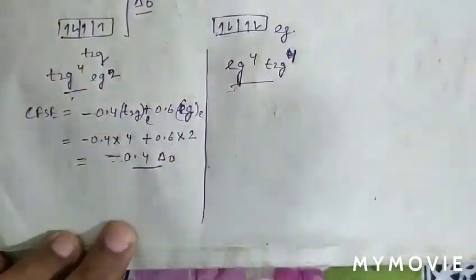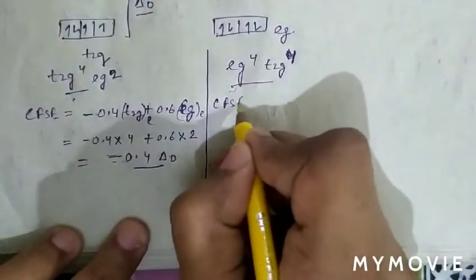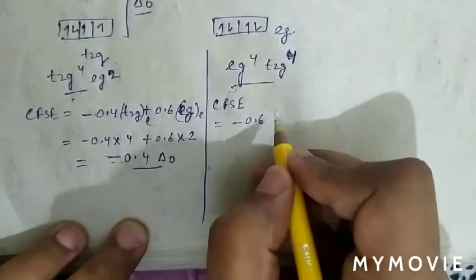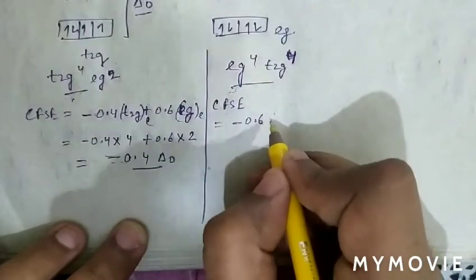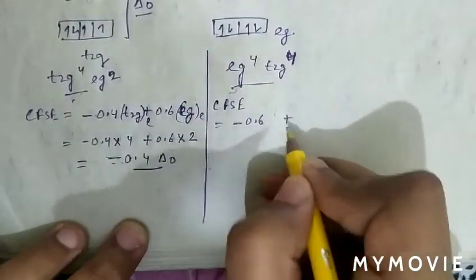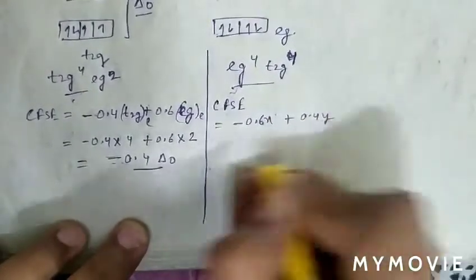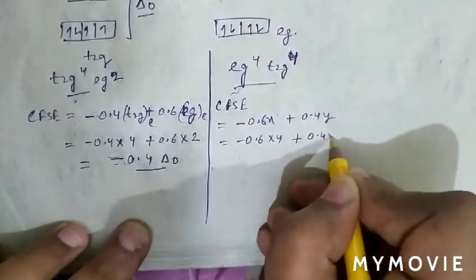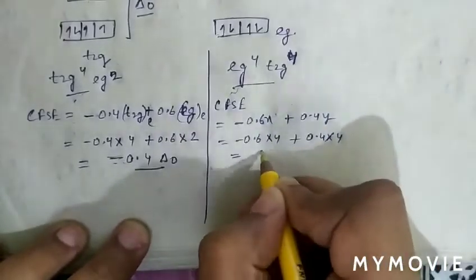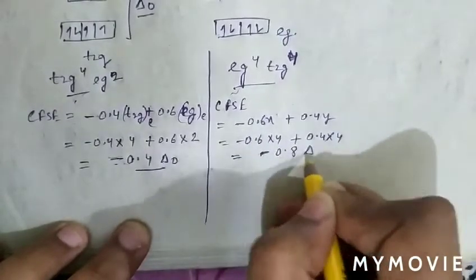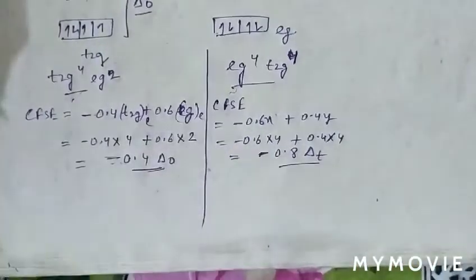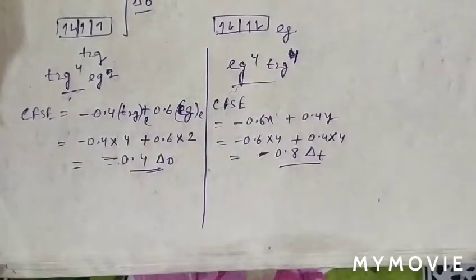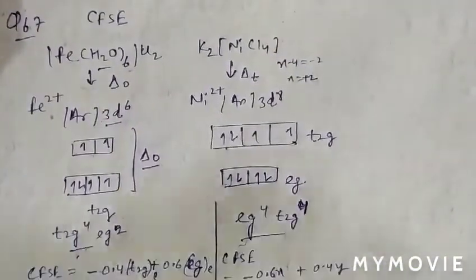While in this case, the crystal field splitting energy is minus 0.6 into electrons in eg plus 0.4 into electrons in t2g, so we can say minus 0.6 into 4 and plus 0.4 into 4. On solving we get minus 0.8 delta t. So this will be the crystal field splitting energy, which is given in option A. So question number 67, option A is correct.